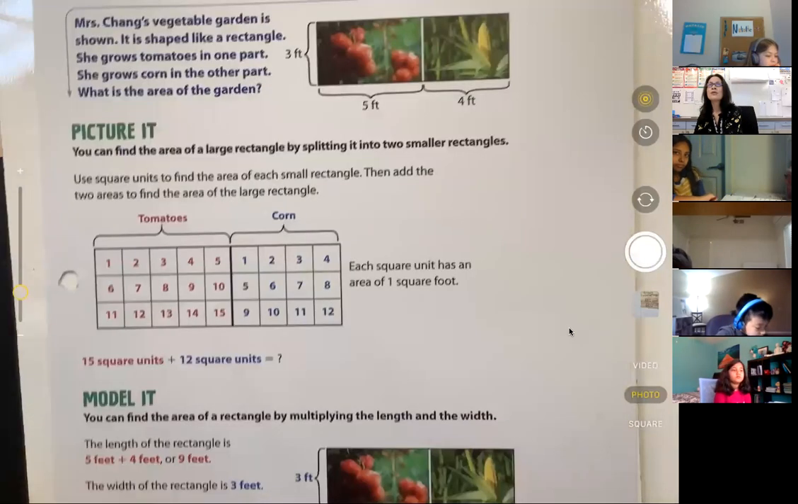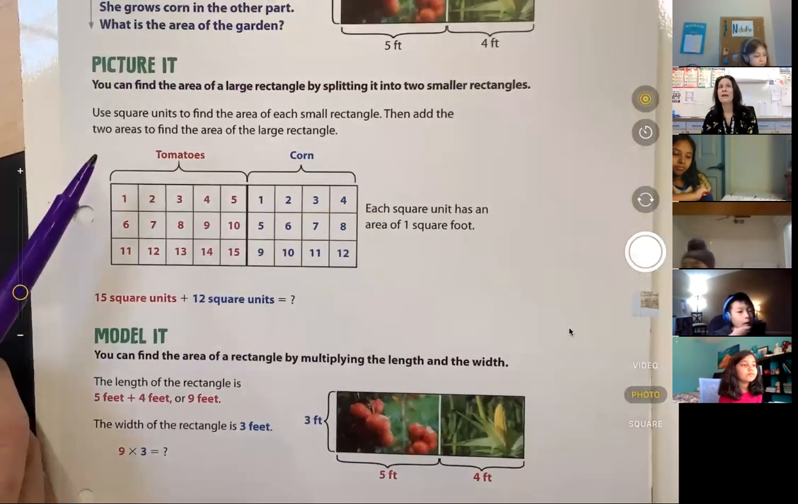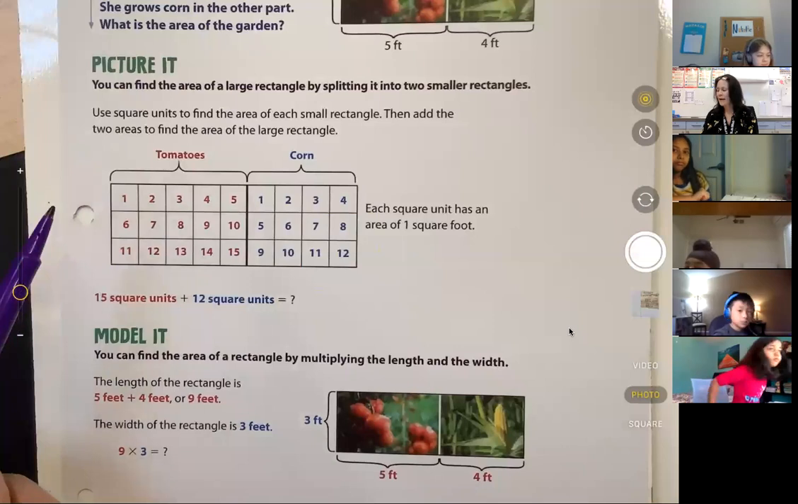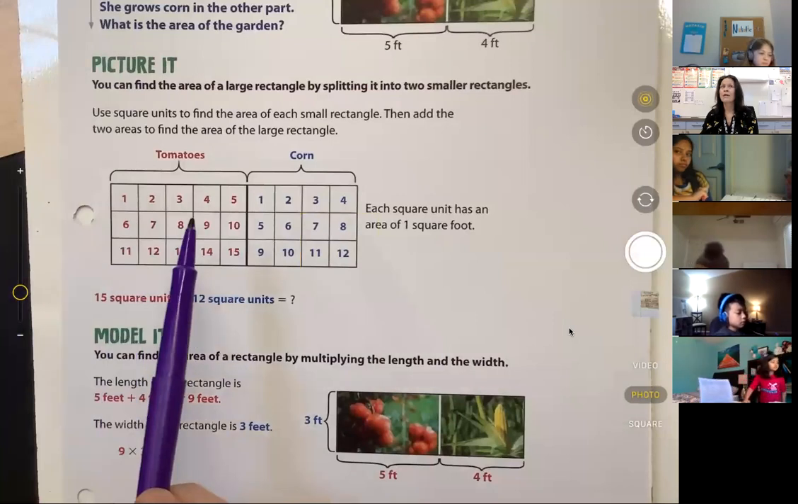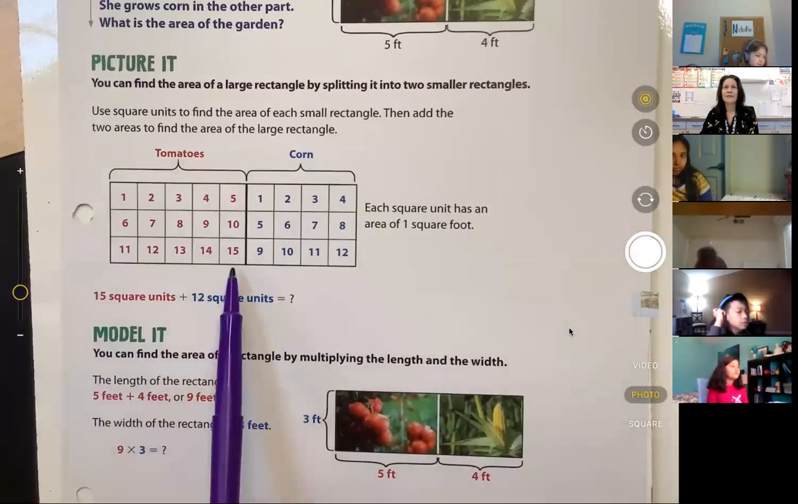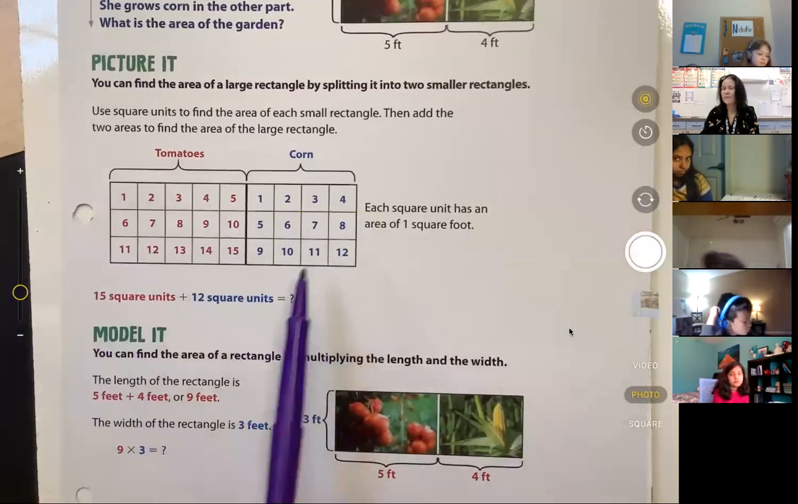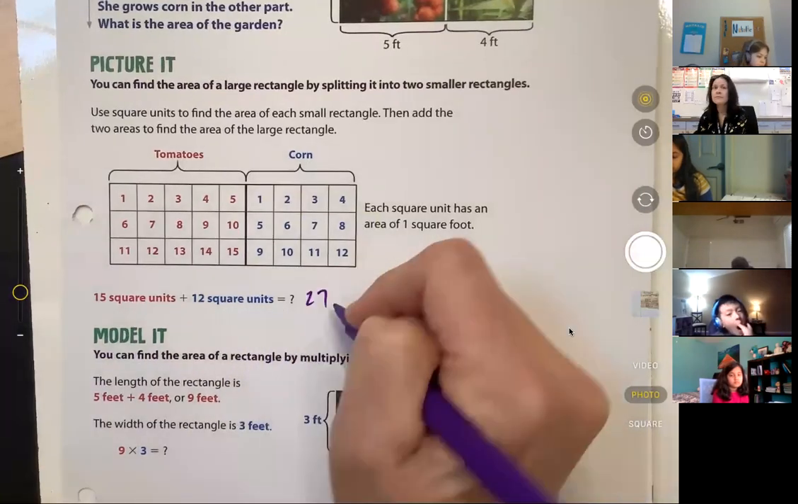This is another way you can picture it. Let us go back to what we call our arrays or our tiles. You can use square units to find the area of each small one, and then you add them together. You're tiling it and adding them all together. So again, 15, or 5 multiplied by 3, and then 12, or 4 multiplied by 3. You can see 15 and 12. Again, that is our 27 units.